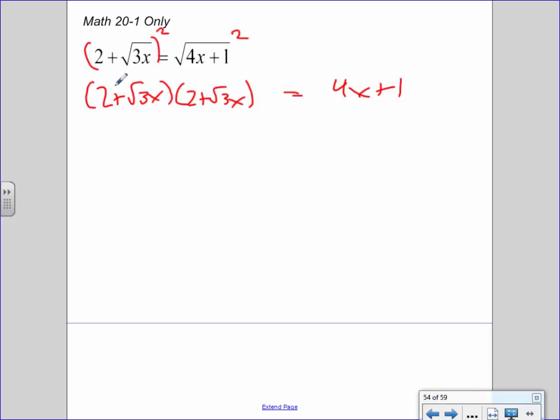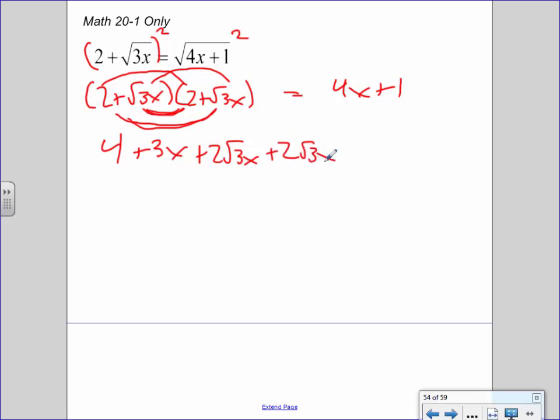Because watch what happens. 2 times 2 gives me 4. That's good. I like that. What happens when you do root 3x times root 3x? It literally is the 3x that's there. But this is when it sucks. What happens when you do this guy together? It gives you 2 root 3x. And when you do those ones together, it gives you 2 root 3x.